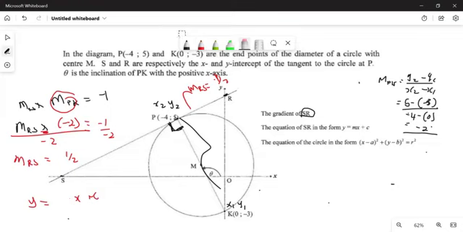We'll substitute here, and then we say we know what m is. What is our m here? So we'll put 1/2 here. Now we still need to get what c is. Now, how do you get c? You're going to use a point which is on this line, any point which lies on this line.